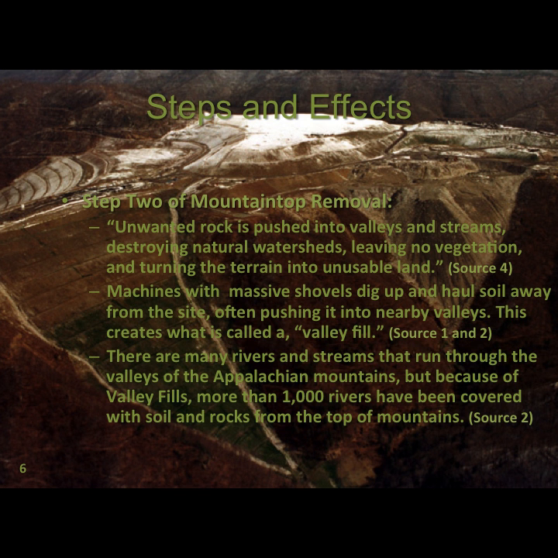Step 2 of mountaintop removal. Unwanted rock is pushed into valleys and streams, destroying natural watersheds, leaving no vegetation and turning the terrain into unusable land. Machines with shovels dig up and haul soil away from the site, often pushing it into nearby valleys. This creates what is called a valley fill. There are many rivers and streams that run through the valleys of mountains, but because of valley fills, more than 1,000 rivers have been covered.